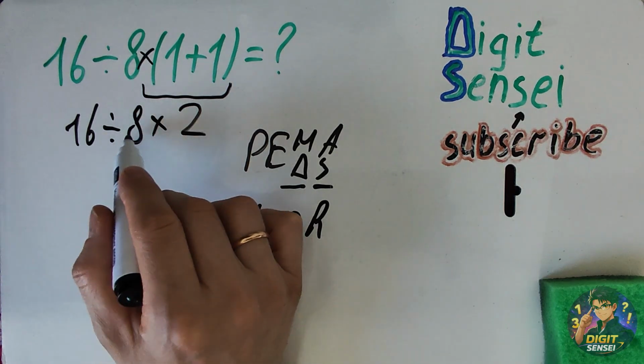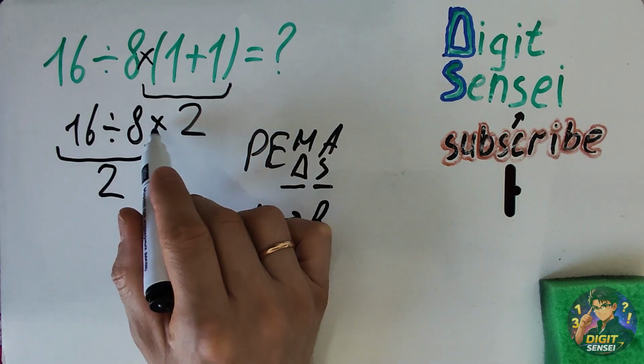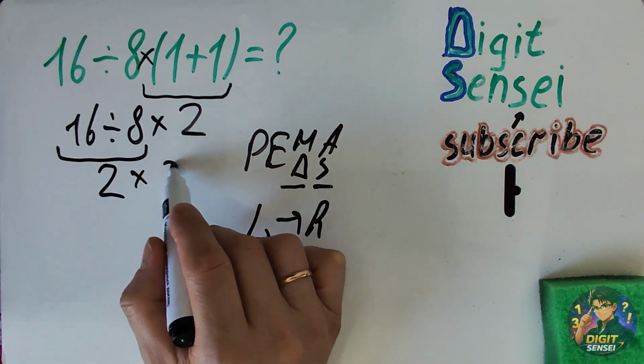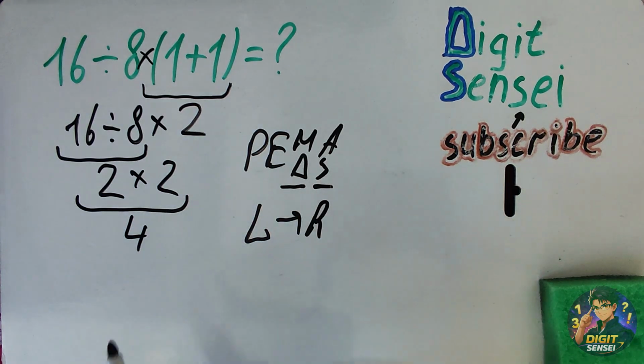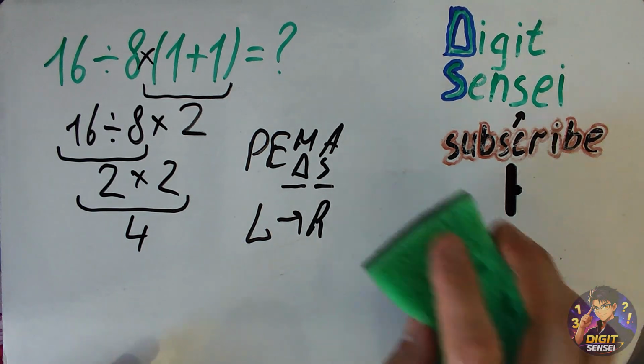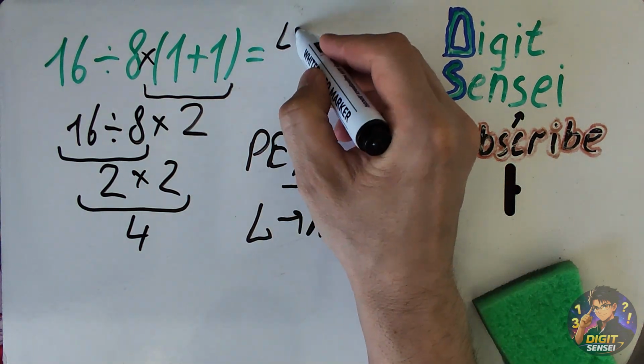16 divided by 8 gives us 2. So we have 2 times 2, which equals 4. And this is our final answer to this problem. The correct answer is 4.